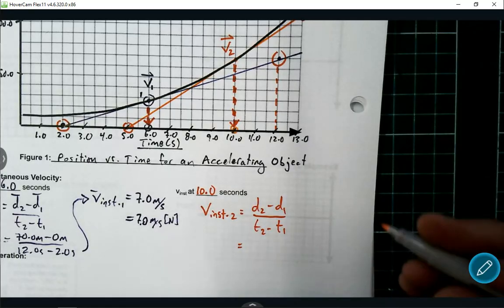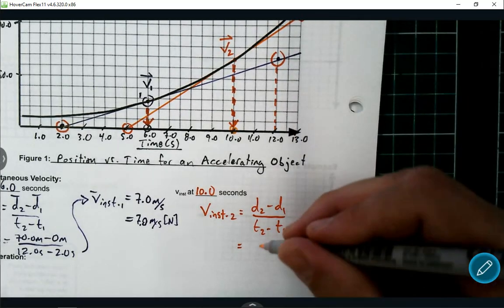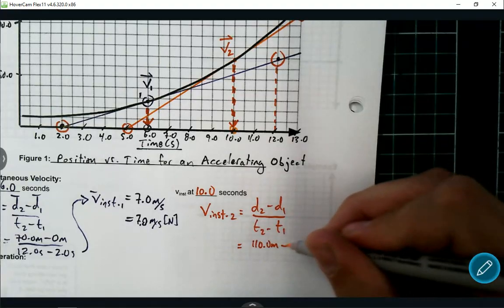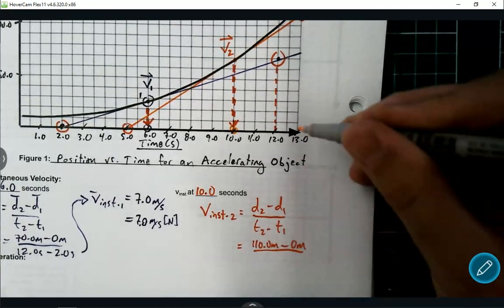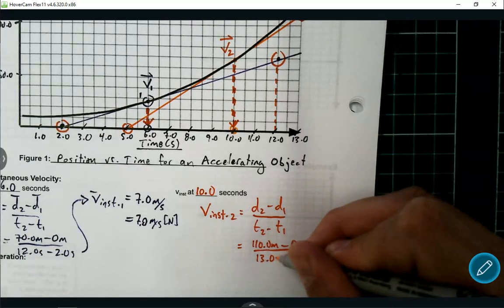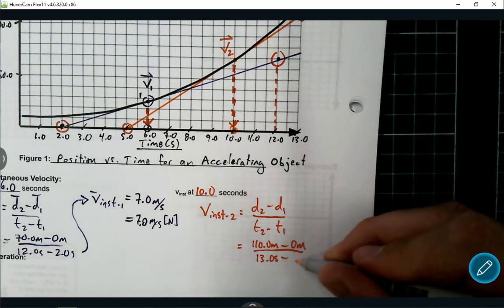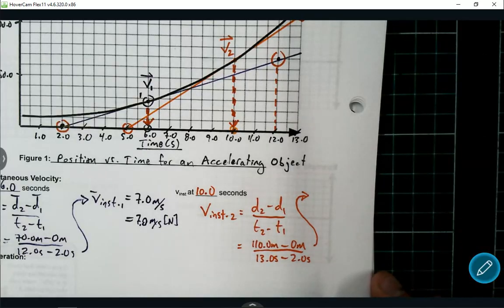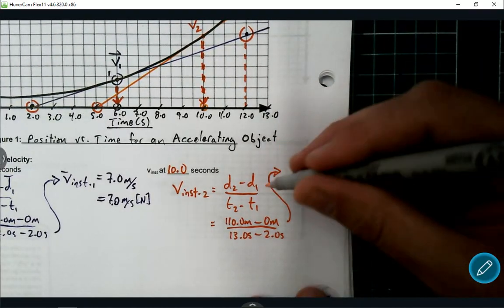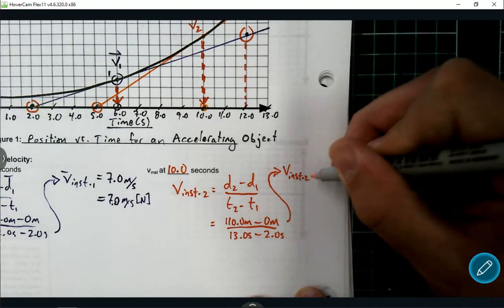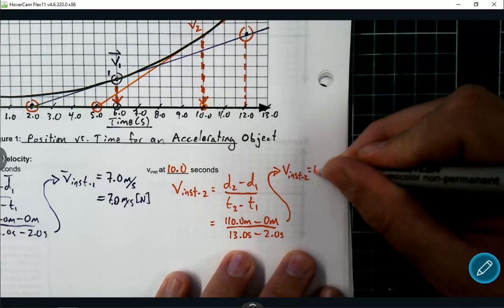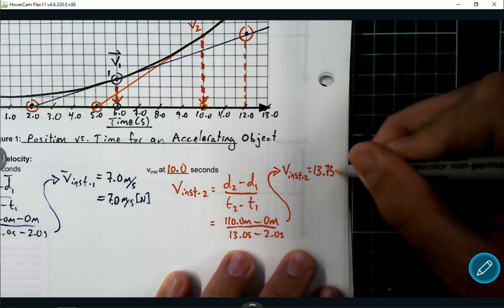So I sub in my D2 and my D1 for that guy. It looks like D2 is going to be 110 meters. D1 is going to be 0 meters again. That's always handy. T2 is going to be the 13-second mark. Nice prime number. And T1 is going to be 2.0 seconds. And I'm going to pop this up to the top. I'm trying to save myself a little bit of space for some stuff I want to do at the bottom of the page. And it looks like the V-inst 2 is going to be equal to, somebody with a calculator, help me out. What's 110 divided by 11? What is it? 13.75. Beautiful. Thank you, Leo. Meters per second.